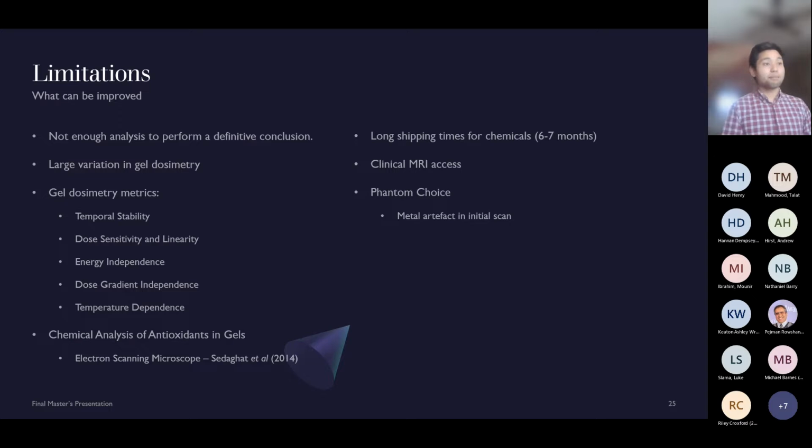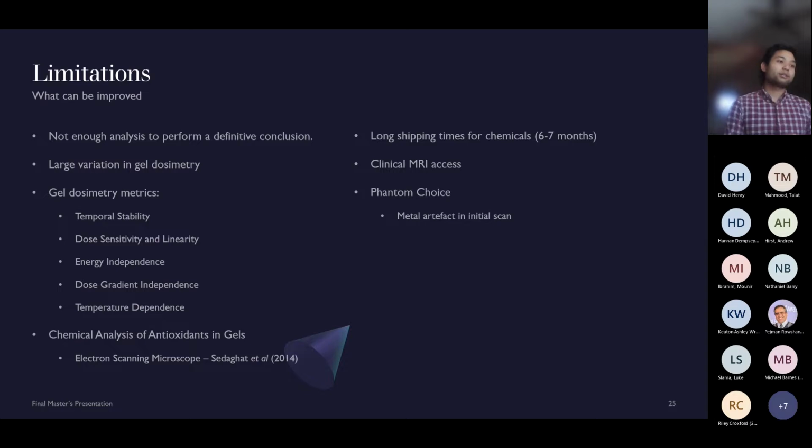Another issue is clinical MRI access. Since we don't have any research-dedicated MRIs, the clinical MRIs have to be shared with patients, and therefore there are a lot of time constraints and a lot of time pressure. So often you have to wait a couple of weeks, or a week at best, to see if you can have MRI access.